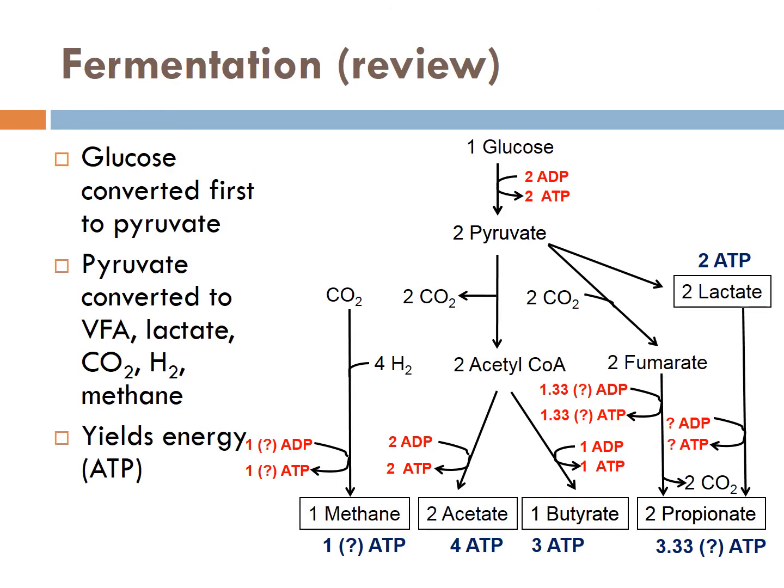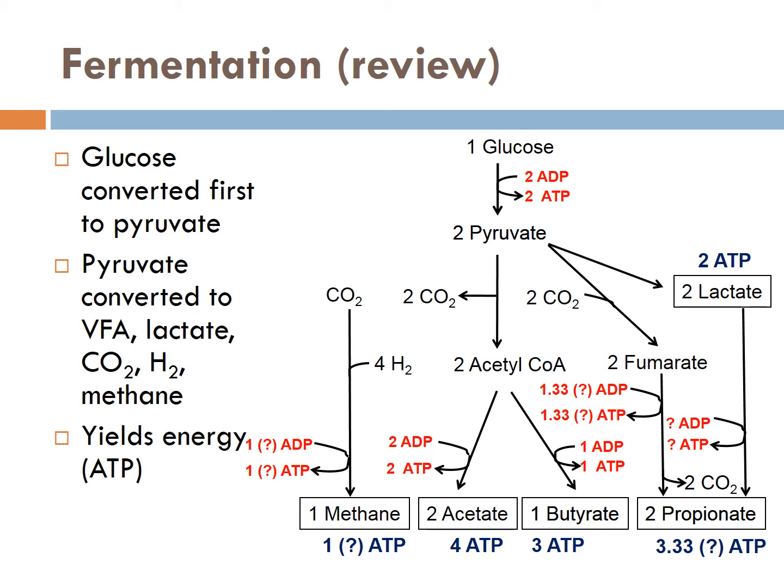In an earlier lecture on degradation of feed, we gave a brief overview of glucose fermentation. Recall that during fermentation, glucose is first converted to pyruvate. Then pyruvate is converted to VFA, lactate, carbon dioxide, hydrogen, and methane. This yields energy for the microbe in the form of ATP. For the remainder of the lecture, we'll go over the pathways in fermentation in great detail.